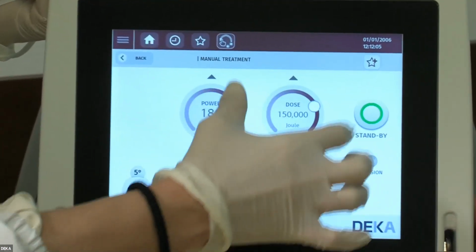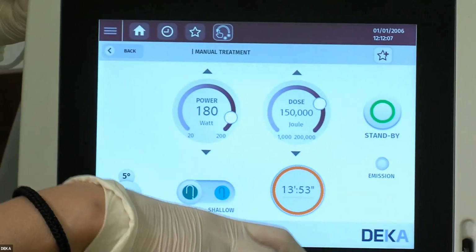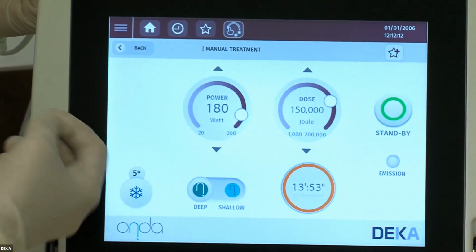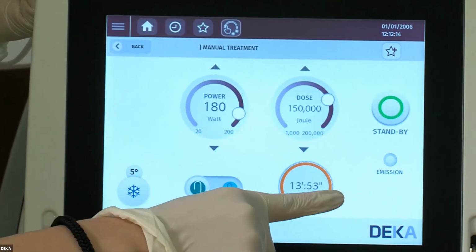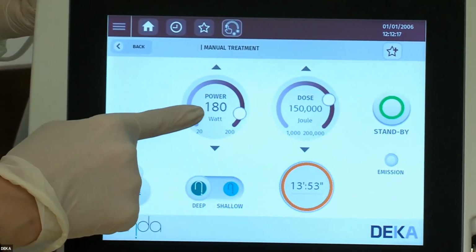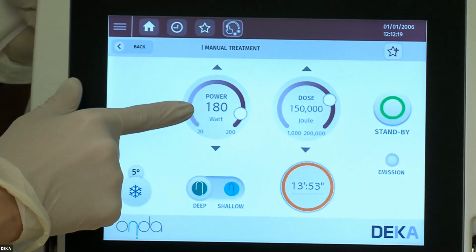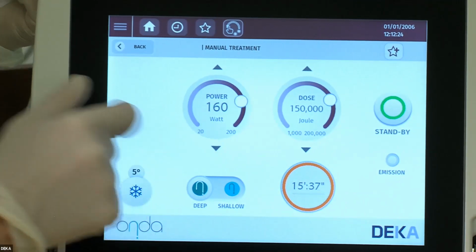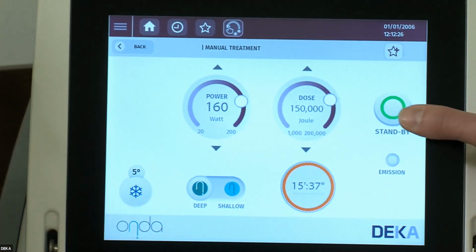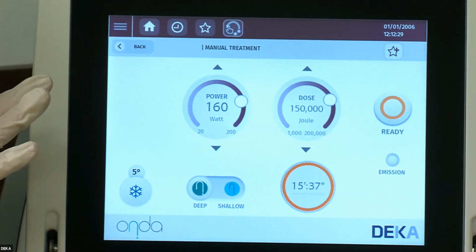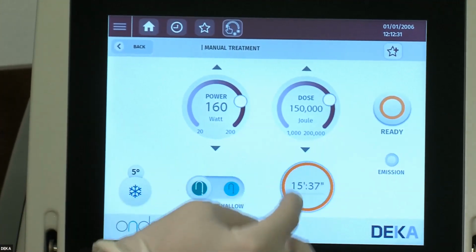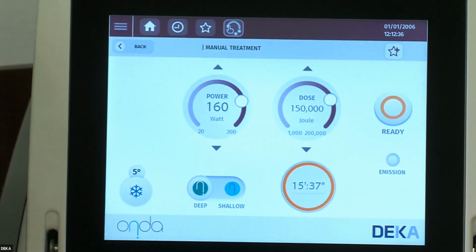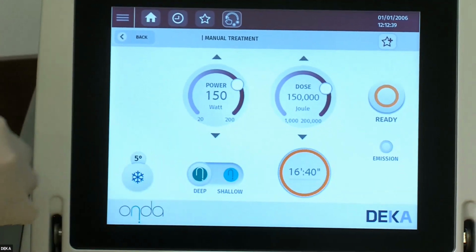So this is the amount of the energy that I want to deliver in each quadrant to obtain results. The power is the speed that I use to push down this energy. So probably with this 180 watts, she will feel a very hot sensation. So I go down, I try to put 160. If my patient can tolerate, I will work for 15 minutes and 37 seconds. If she will complain about the heat, I can go down the power.